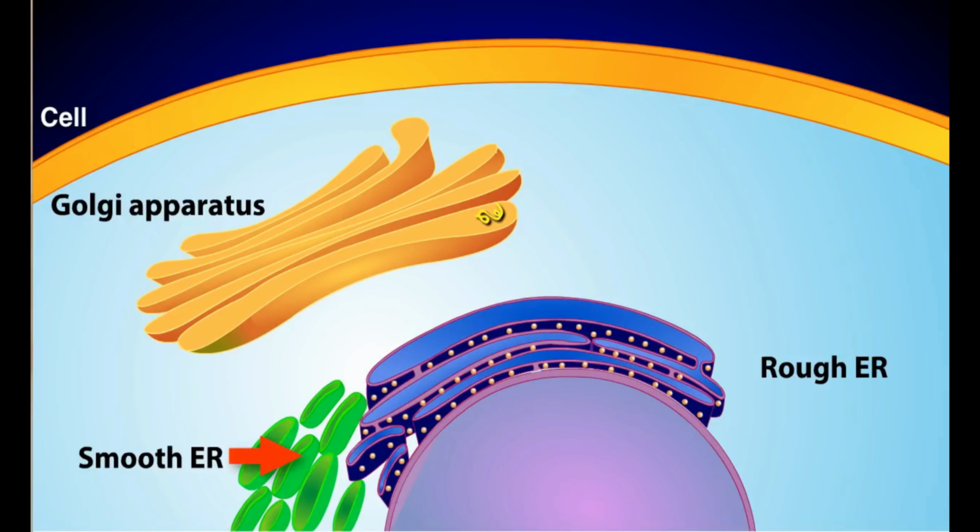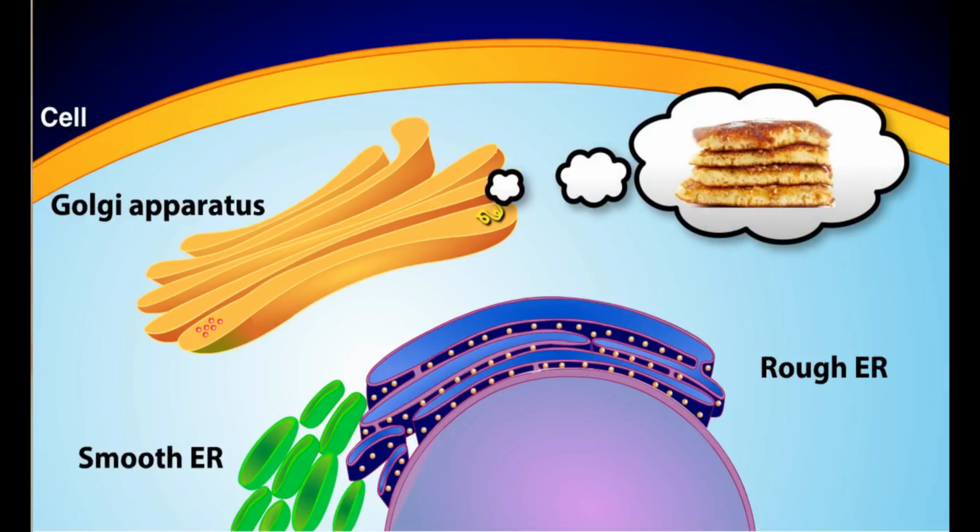The smooth endoplasmic reticulum, or smooth ER, lacks ribosomes on its surface. This is why it's called smooth. The smooth ER is mainly responsible for the detoxification of harmful chemicals. It's also responsible for the production of lipids, which are also packaged in transport vesicles and sent to the Golgi apparatus. The Golgi apparatus is made of a series of flattened sacs that look a little like pancakes.